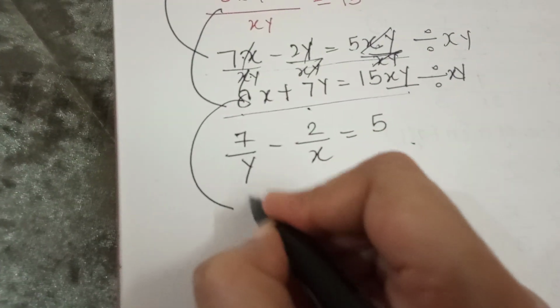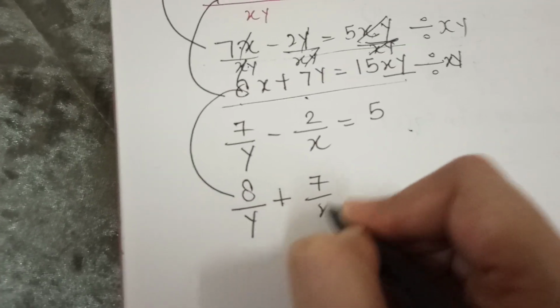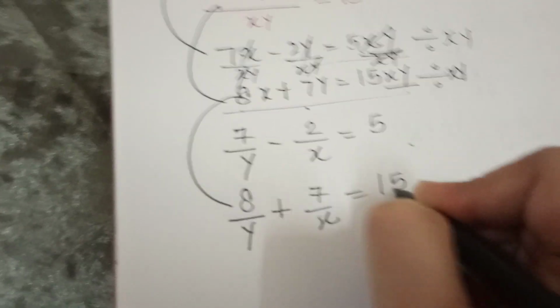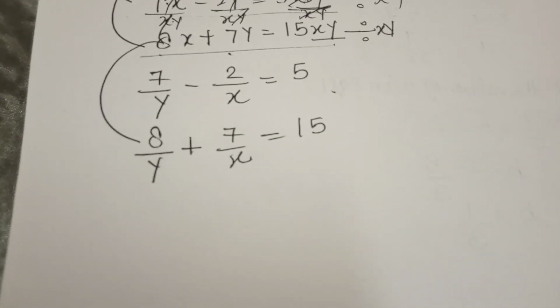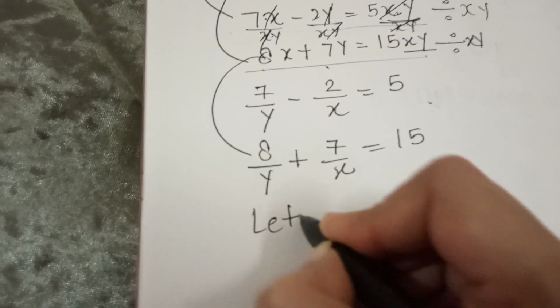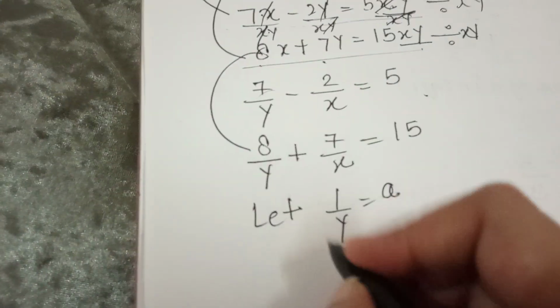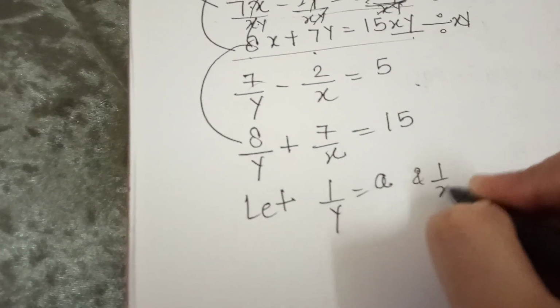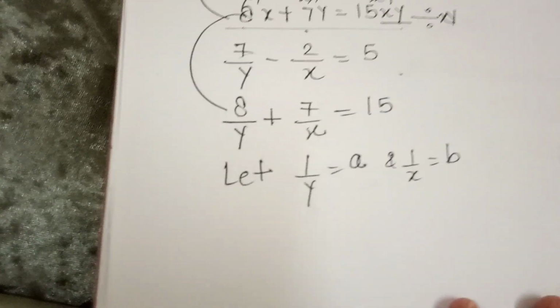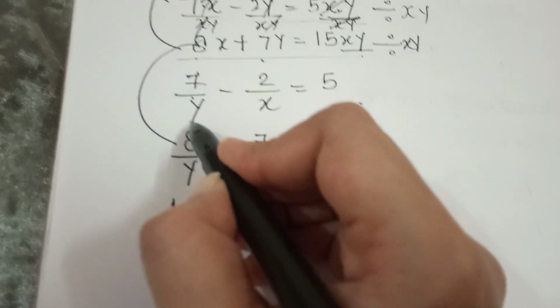अब ये वाली, ये भी ऐसी हो जाएगी 8 अपॉन वाई प्लस 7 अपॉन एक्स इक्वल टू 15. अब ये हमारी उस इक्वेशन फॉर्म में आई जो अभी तक हम सॉल्व कर रहे थे. Next step is, let 1 अपॉन वाई is equal to a and 1 अपॉन एक्स is equal to b. ठीक है ना, तो उससे क्या होगा, ये 1 अपॉन वाई क्या है, a.